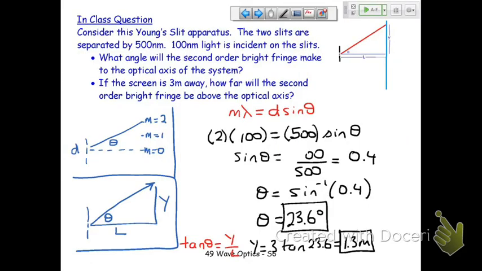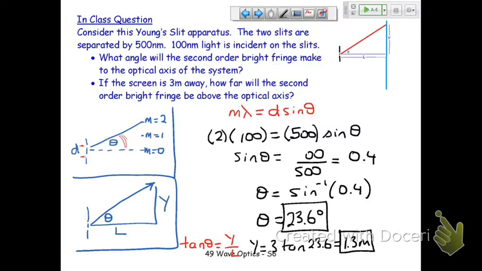So here's an example. Consider this Young slit apparatus. The 2 slits are separated by 500 nanometers. So the d between there and there is 500 nanometers. The wavelength of light is 100 nanometers. Light is incident on both slits. What angle will the second order bright fringe make?